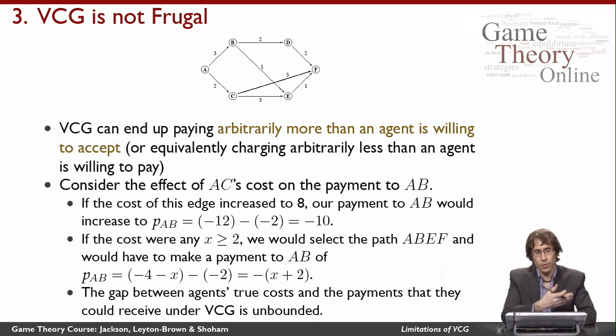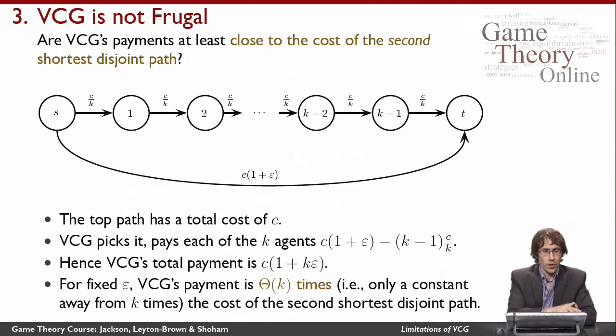Now, we might think that we're just comparing to the wrong thing. We might think that we really can't do anything about the fact that VCG is not going to be able to charge people based on their own values, but we might hope that VCG's payments are close to the cost of the second shortest disjoint path. And it turns out that that's not even true.